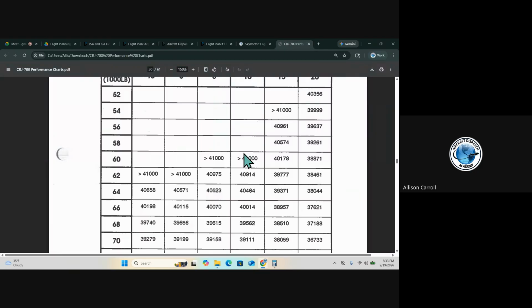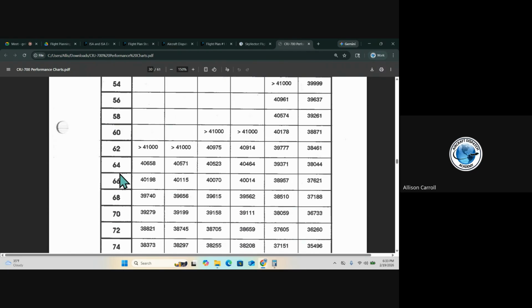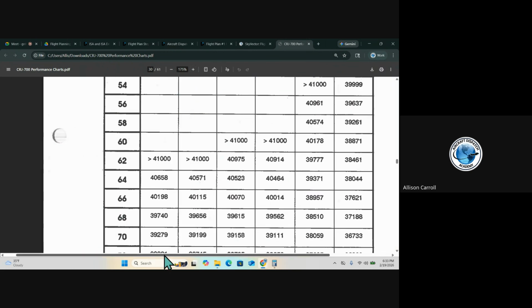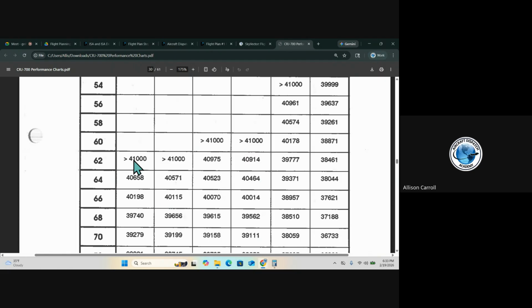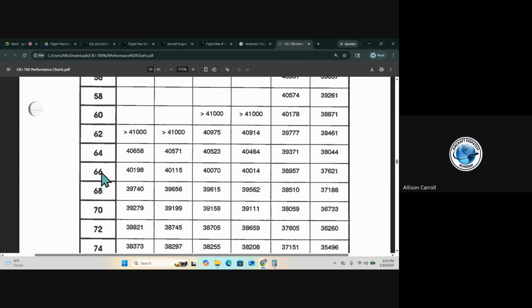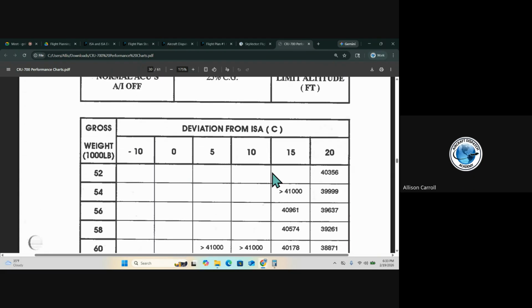So on these performance charts, we have all these even numbers over here. Well, we are already heavier than 64,000, right? We are 64,216 or something like that. So because we are already heavier than 64, we are going to go down to 66. So this is the row that we're going to be looking at right here. But now we have to figure out what our deviation from ISA is. Not just regular ISA, we have to find out our ISA deviation.